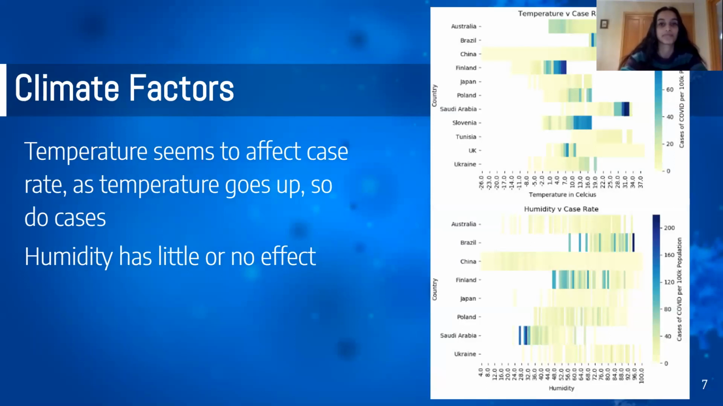So for our results, we realized that temperature seems to affect case rate. So as you can see in the heat map, as temperature goes up, so do cases in the gradient. And this could also just be because the virus started in winter and has gone through to spring, so the peak could have just occurred later in the year where it's hotter. And we also realized that humidity has little to no effect.